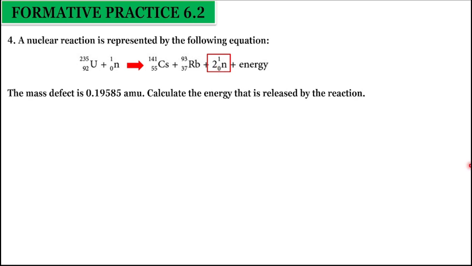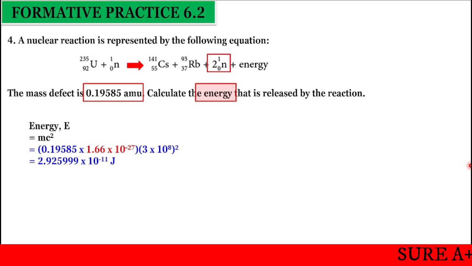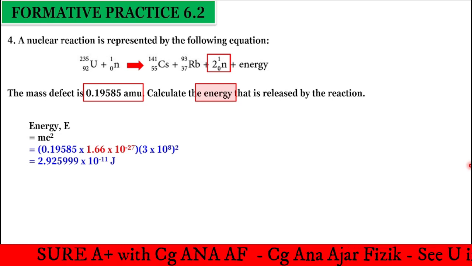Tapi yang pentingnya dia kata the mass defect is 0.19585 AMU, atomic mass unit. Calculate the energy. Okay. So, calculate the energy. Kita guna E equals mc squared. So, the mass defect must be in kilogram, so times 1.66 times 10 to the power of negative 27. c squared, c is the speed of light. So, cara masuk dan you all dapatlah nilai.